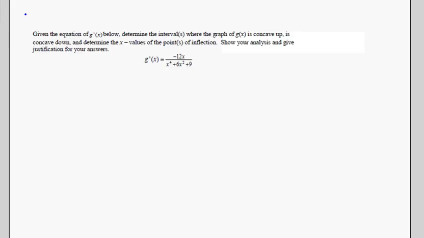Okay, next problem. Given the equation of the derivative, determine the intervals where the graph of g of x is concave up, is concave down, and determine the x values of points of inflection. Show your analysis and give your justification for the answers.